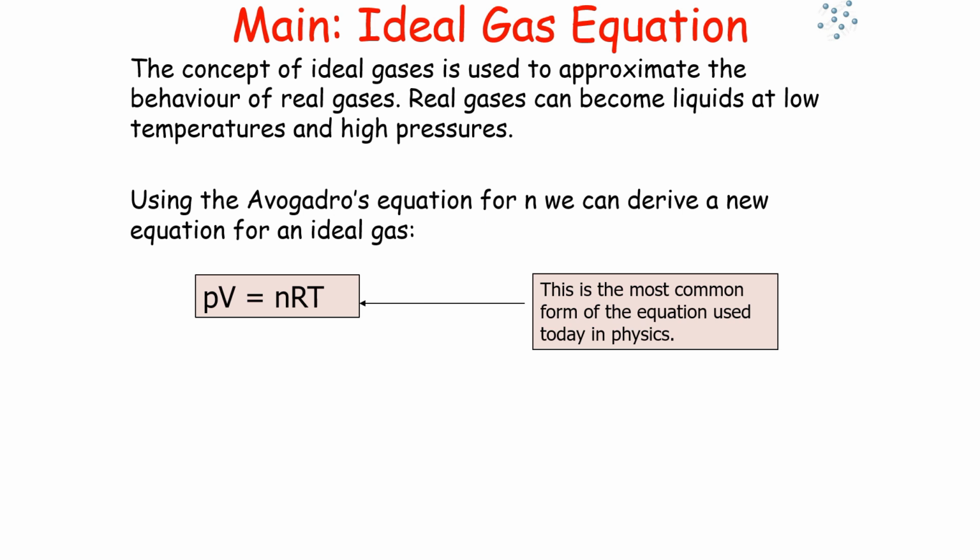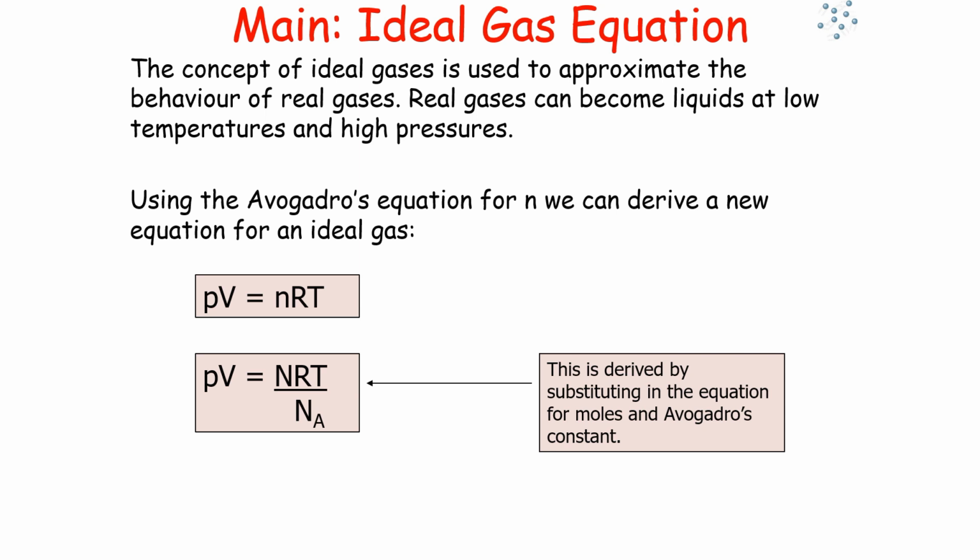Now the concept of ideal gases is then used to approximate the behaviour of real gases. Now obviously real gases can become liquids at low temperatures and high pressures. So we can use our Avogadro's equation to derive a new equation for an ideal gas. So like we said before, PV is equal to nRT, but we just looked in our previous examples at another equation for n. So we can then write that and substitute it in. So we can substitute in the value in our equation we use for moles and Avogadro's constant by now saying PV is equal to the number of molecules times R times T over Avogadro's constant.